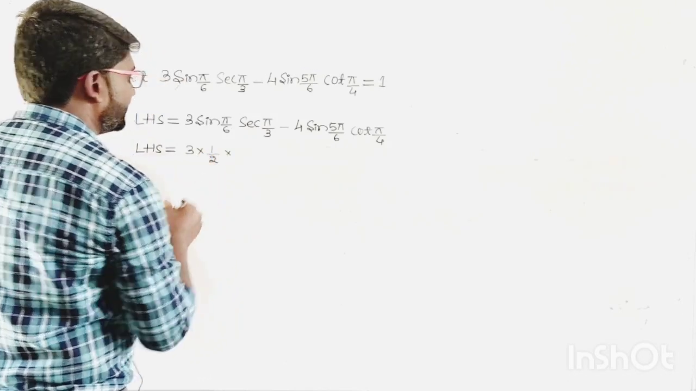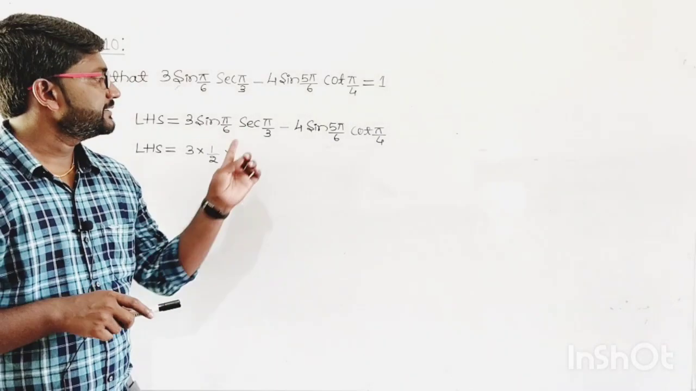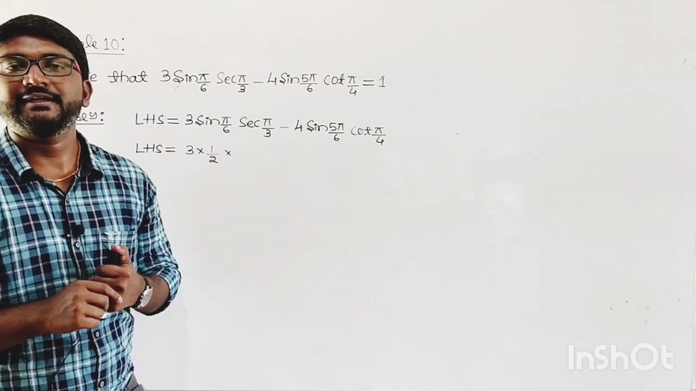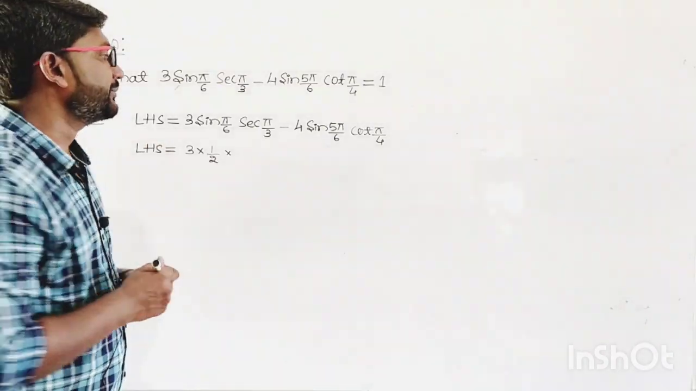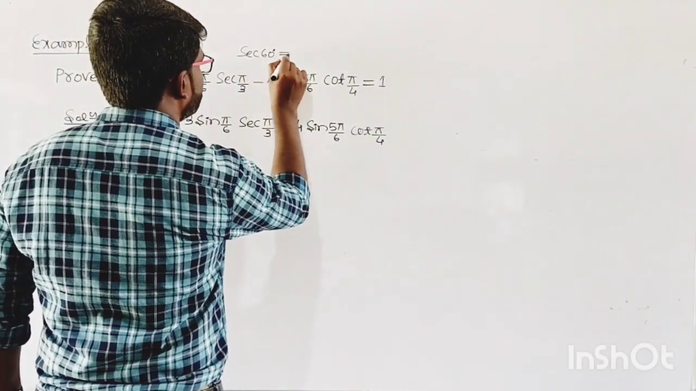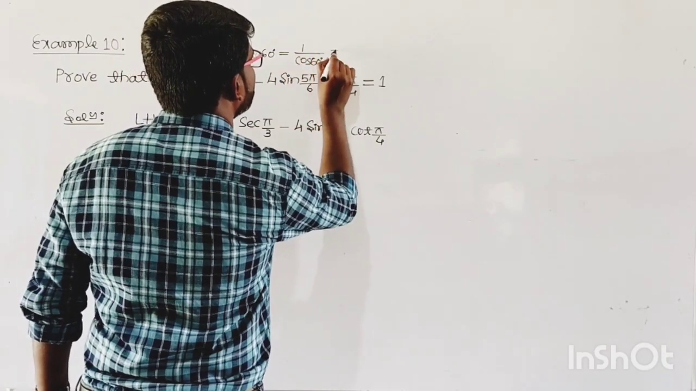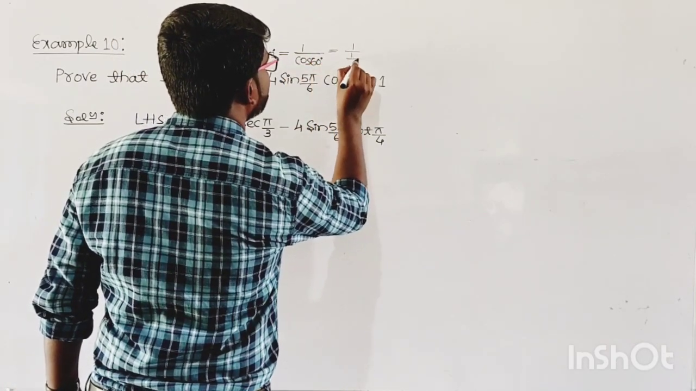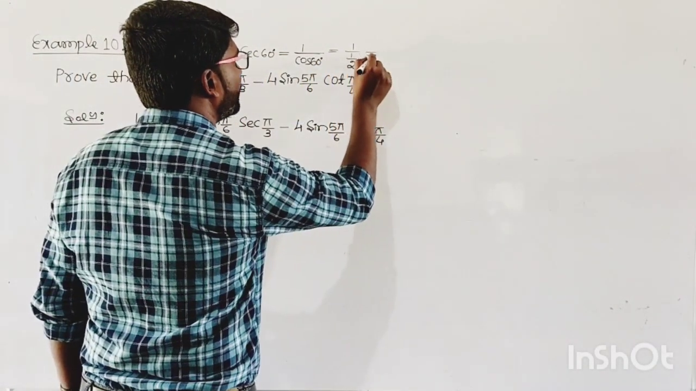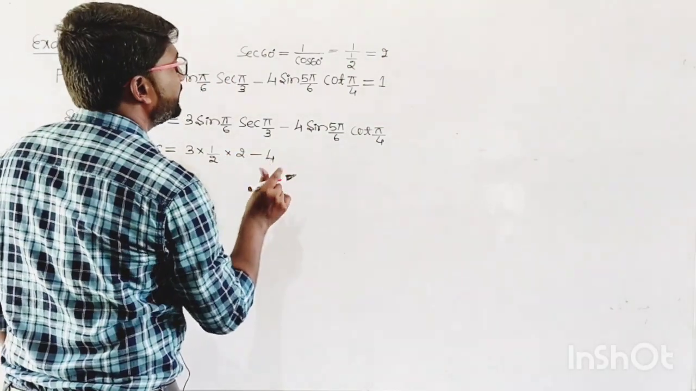Then see here, secant pi by 3. Pi by 3 is nothing but 60 degree. Secant 60 degree is nothing but 1 by cos 60 degree. Cos 60 degree value is 1 by 2. So this goes to the numerator now. Overall it is 2. So it is 2 minus 4.